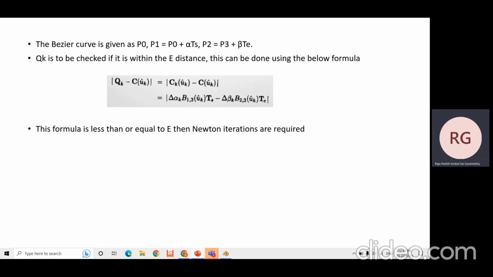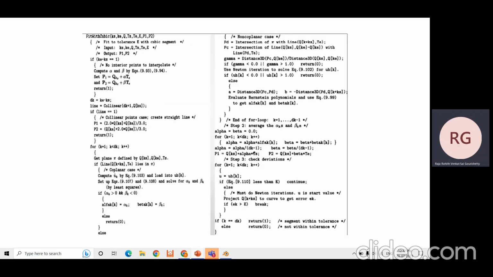The Bezier curve is given as P0, P1 equal to P0 plus alpha Ts and P2 equal to P3 plus beta Te. Here Qk is checked if it is within the distance. This can be done using the below formula, that is Qk minus C of U cap k is equal to modulus of Ck of U cap k minus C of U cap k, that is delta alpha k B1,3 of U cap k Ts minus beta minus delta beta k P2, 3 U cap k of Te. If this formula is less than or equal to E, then Newton iterations are required.